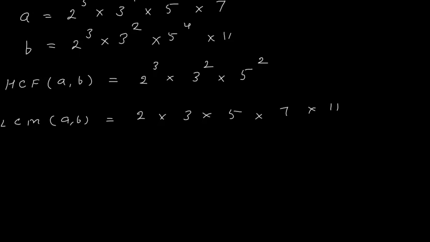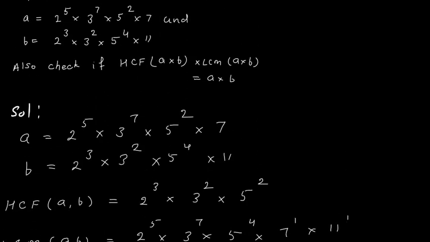So for 2 it is power 5, for 3 it is power 7, for 5 it is power 4, for 7 it is power 1, and for 11 it is power 1. So again you can multiply and get the answer. Okay, now HCF and LCM we have got. Now we have to verify that HCF into LCM is equal to A cross B.